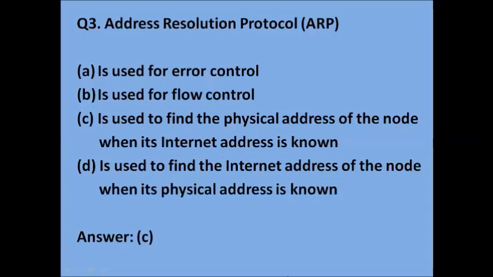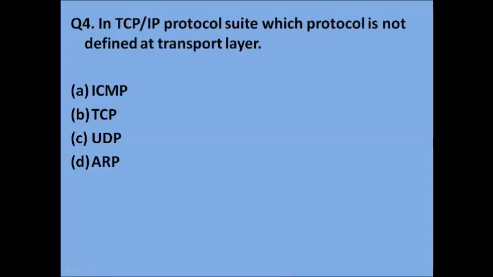Now the fourth question is, in TCP/IP protocol suite, which protocol is not defined at transport layer? Option A is ICMP, option B is TCP, option C is UDP, and option D is ARP. So the correct answer is D, ARP. This protocol is not defined at transport layer in TCP/IP protocol suite.